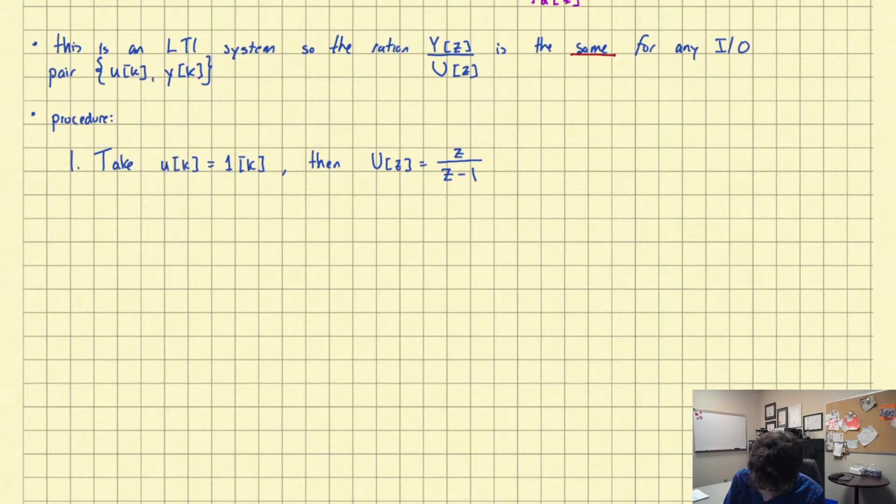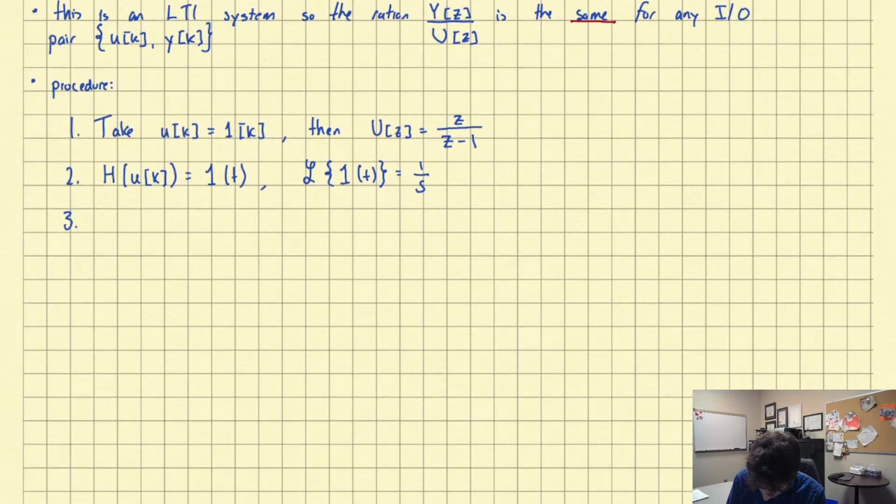2, the hold of u of k is equal to the continuous time step. Okay, and the Laplace transform of the step is 1 over s.